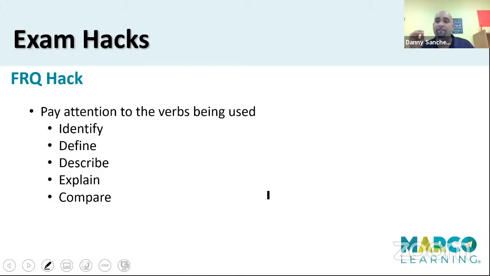Define, they're going to ask you for a definition. So much of this course is predicated on vocabulary. Do you know your vocabulary? Do you know your terms? If you do know your term, can you find an example of that term? Can you define these things?